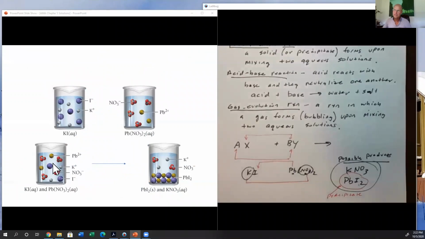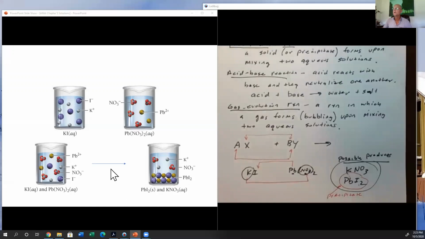The minute I mix them together, look what can happen. The lead ions now have access to the iodide ions, and the potassium ions have access to the nitrate ions, because now they're all mixed together. Because lead iodide is insoluble, these two are going to get together and form a precipitate, and you get that precipitate falling out.